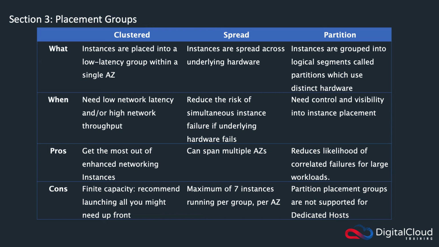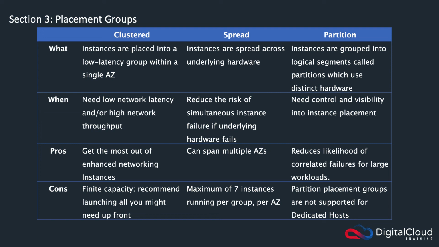With a spread placement group, your instances are spread across underlying hardware. And this reduces the risk of simultaneous instance failure if the underlying hardware fails. And that can also span across availability zones. You can have a maximum of 7 instances running in a spread placement group per availability zone.